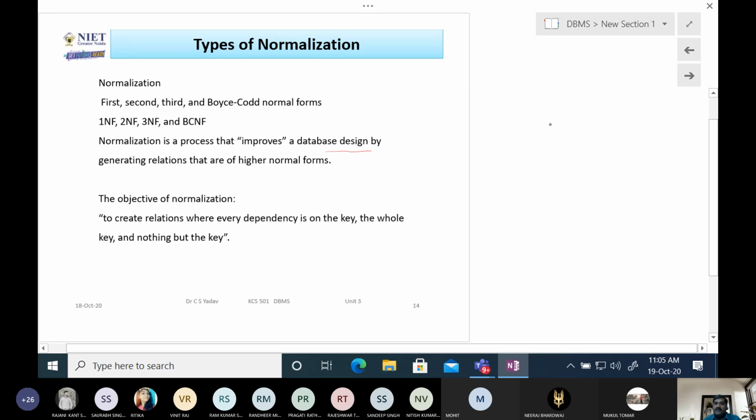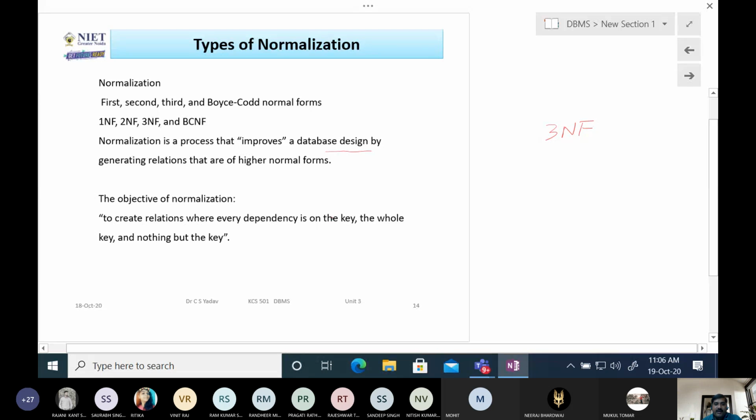If your database is in the third normal form, automatically it is in second normal form, and third normal form is a higher normal form than second normal form. And if your tables or relations are in third normal form, obviously your database is good in comparison to second normal form.